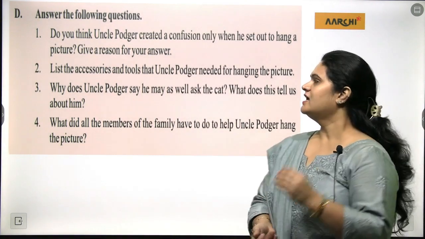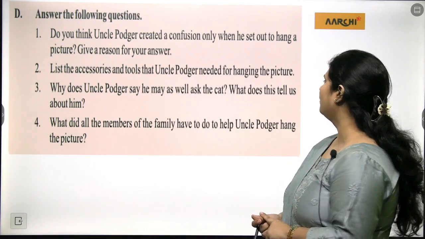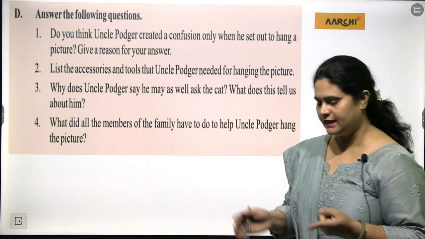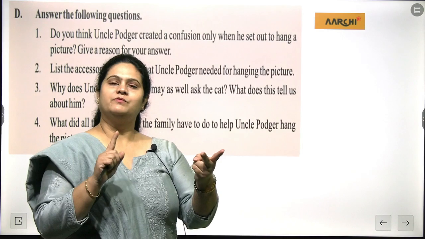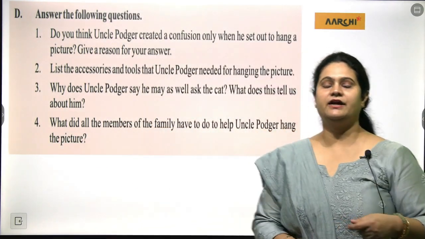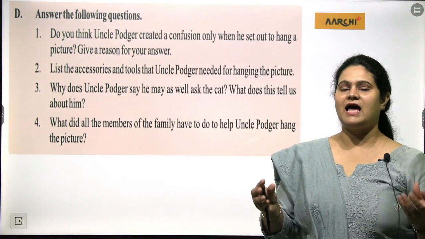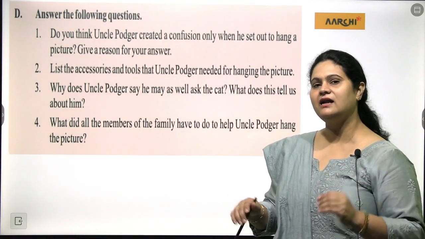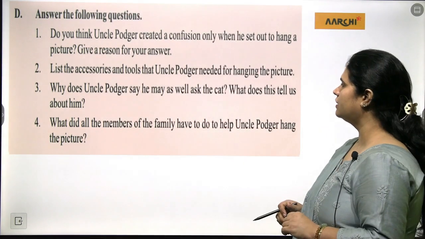List the accessories and tools that Uncle Podger needed for hanging the picture. So what all did he need? He needed a nail, a hammer, a rule, a step ladder, a kitchen chair. He needed a light, and he also needed the picture cord and spirit level. Right? So all these things were needed by Uncle Podger to hang the picture.